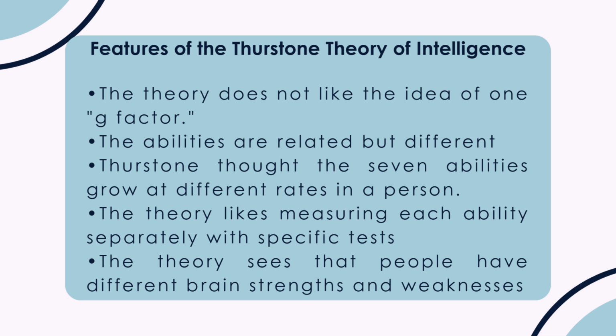Finally, Thurstone's theory recognizes that each person has unique cognitive strengths and weaknesses. People excel in different areas based on which abilities they possess more strongly. This perspective emphasizes that intelligence varies widely among individuals, and each person's cognitive profile is distinctive.